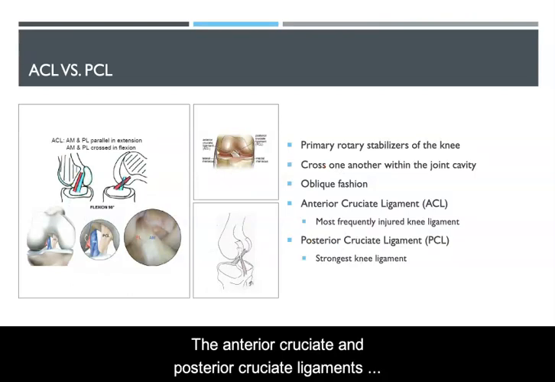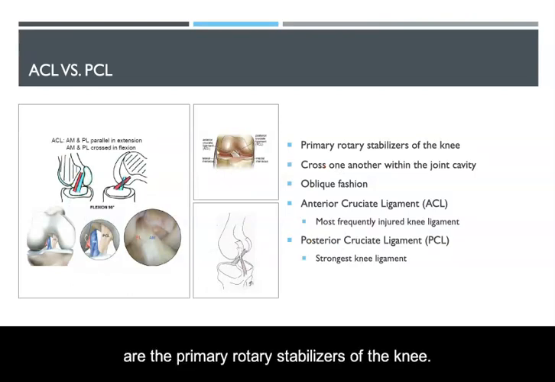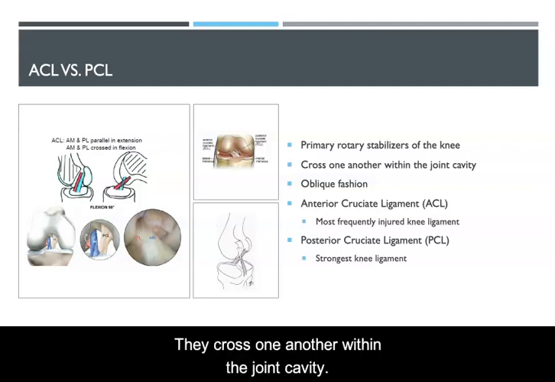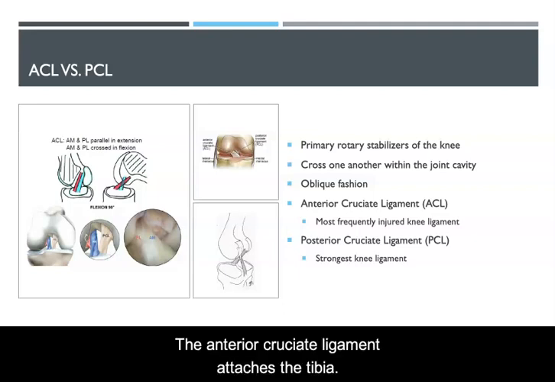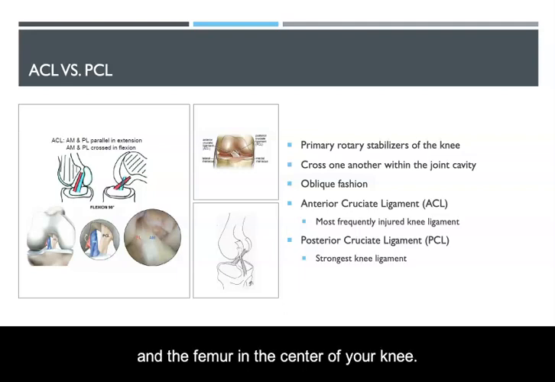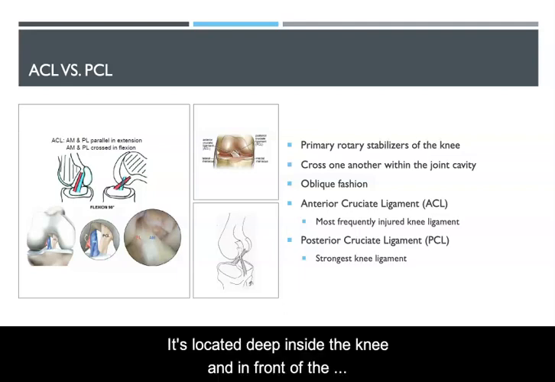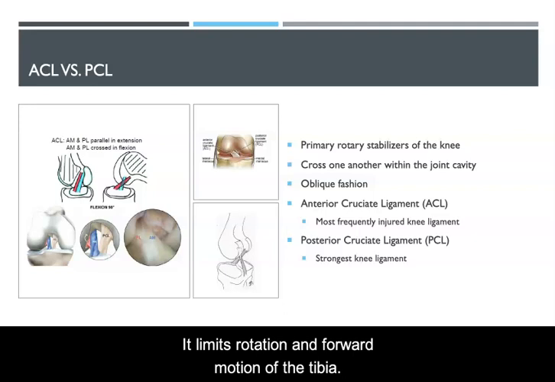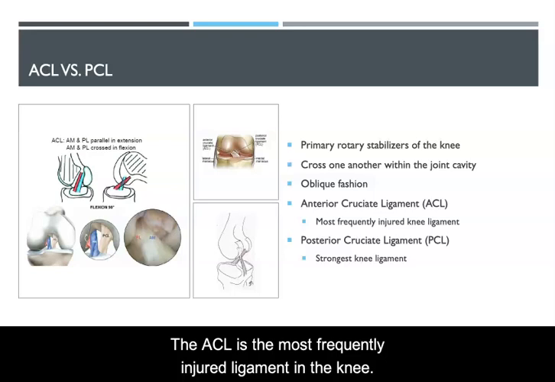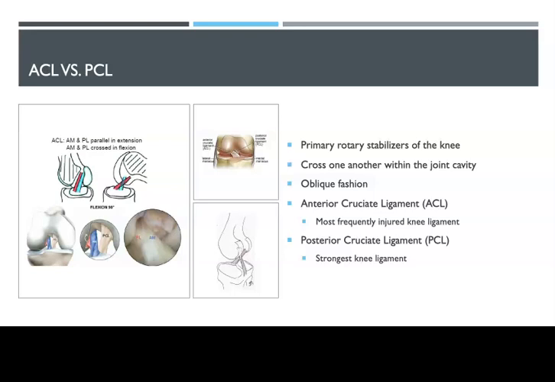The anterior cruciate and posterior cruciate ligaments are the primary rotary stabilizers of the knee. They cross one another within the joint cavity in an oblique fashion. The anterior cruciate ligament attaches the tibia and the femur in the center of your knee. It's located deep inside the knee and in front of the posterior cruciate ligament. It limits rotation and forward motion of the tibia. The ACL is the most frequently injured ligament in the knee.